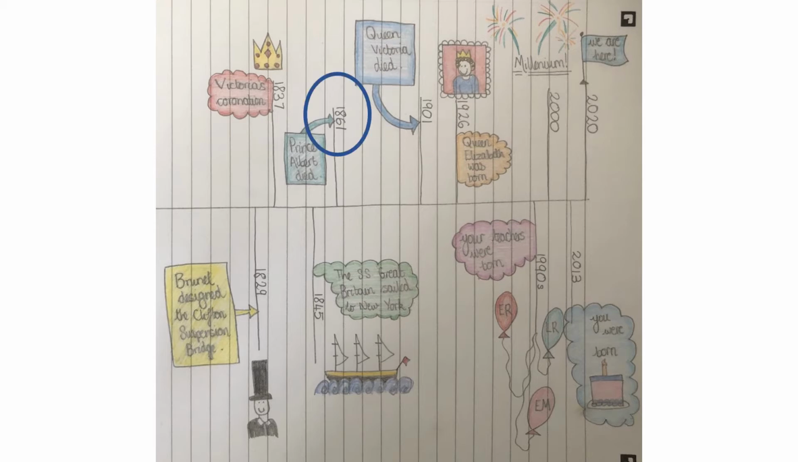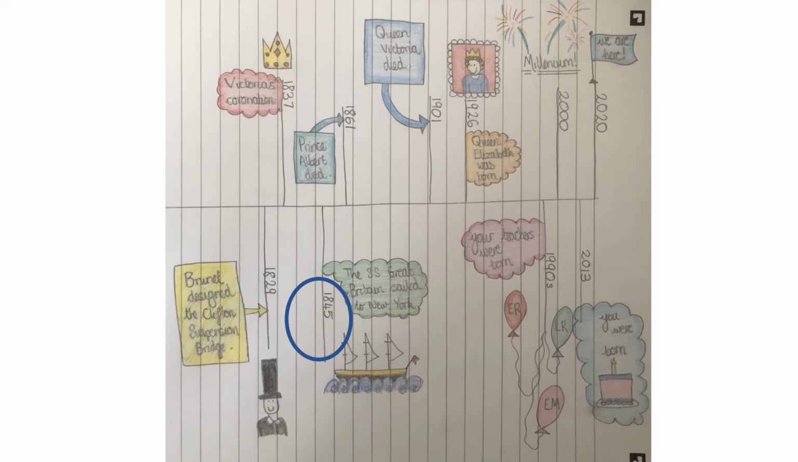The next step on our timeline is 1861, and that was the year that Prince Albert died. Can you remember what Queen Victoria did after Prince Albert died? Do you remember? She wore black for the rest of her life because it made her so sad. Can you see what the next step on our timeline is going to be?